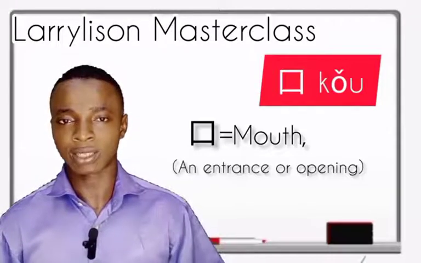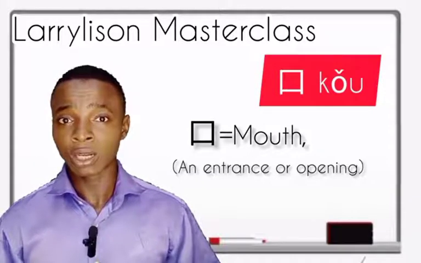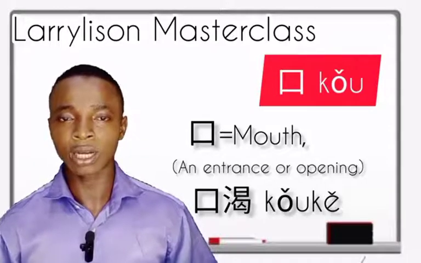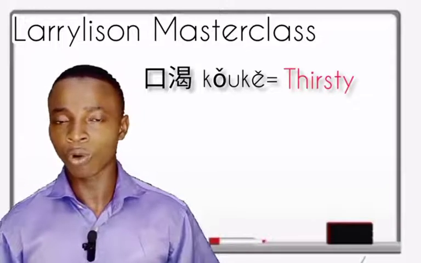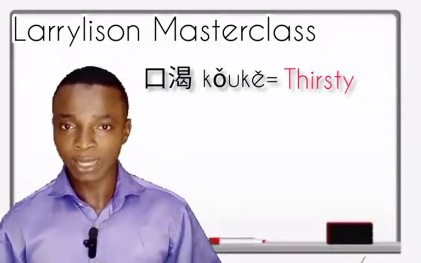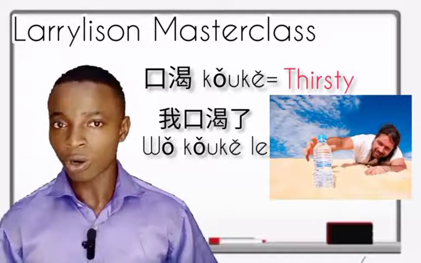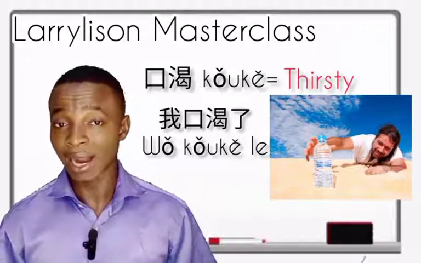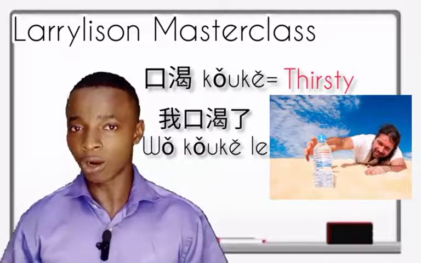Let's learn new characters with this kǒu. The first one is 口渴, 口渴, meaning what? Thirsty. For example, if I am thirsty, I will say 我口渴了, meaning I am thirsty.